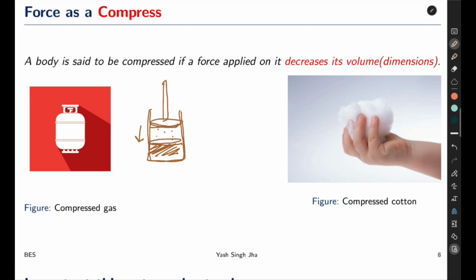Or when we compress a cotton or a sponge. When we compress a sponge, what happens? The dimension or the volume of the sponge decreases. That is when we say that the force has compressed a sponge, has compressed a cotton.